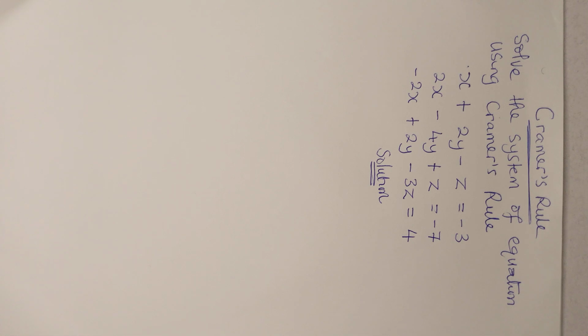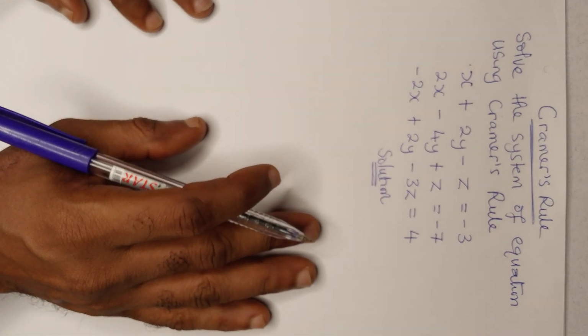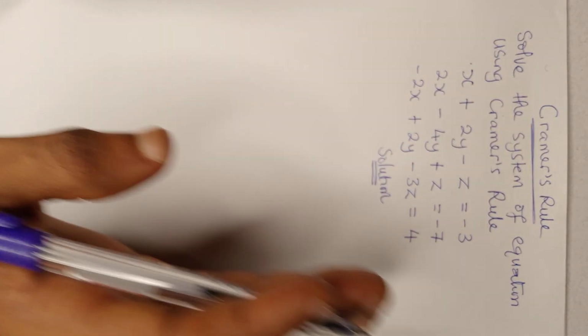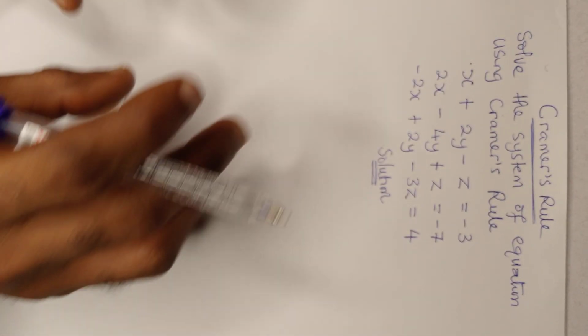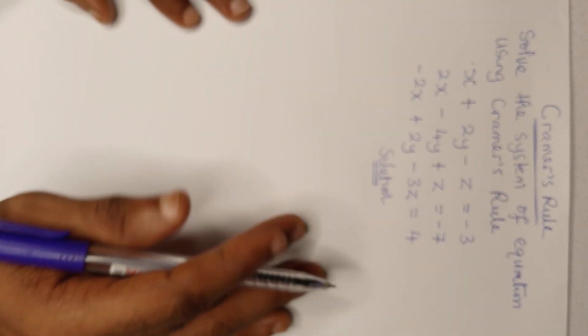So this is a 3 by 3 matrix where we have x, y and z, and if it is 2 by 2 we can only have just x and y, and then the right hand side of the equation. So we are going to be solving this equation using Cramer's rule. So we take our solution. The first thing is for us to arrange the values in the form of an equation.